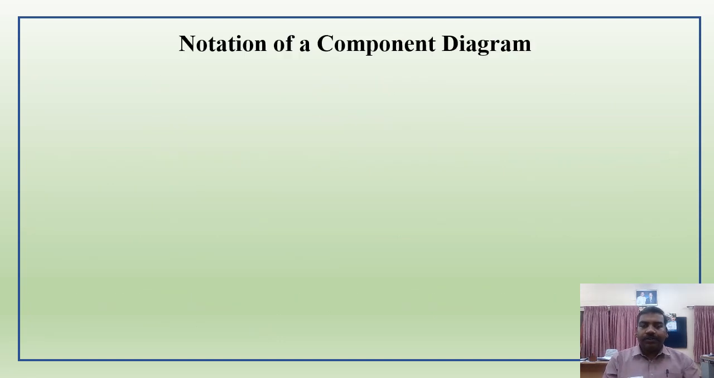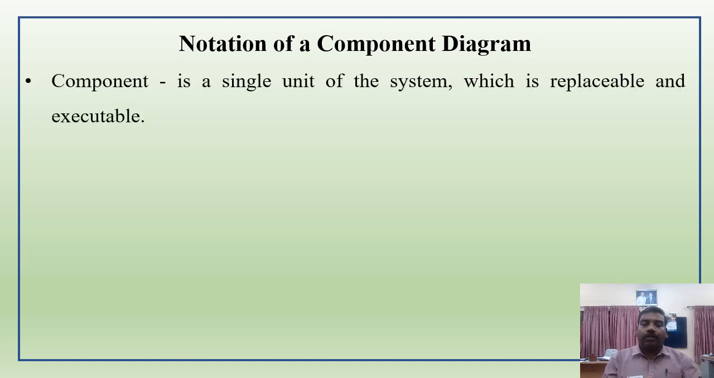Okay. So what are the notations for a component diagram? These are nothing but rules. So you need to draw a component diagram. Before drawing, you need to know the notations. What are the notations available? So a component is nothing but a single unit of a system.